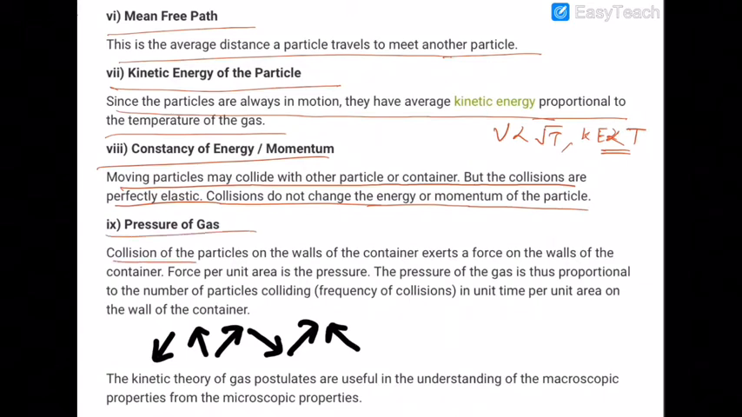The pressure of the gas. Collision of the particle on the wall of the container exerts a force on the wall of the container. Force per unit area is the pressure.